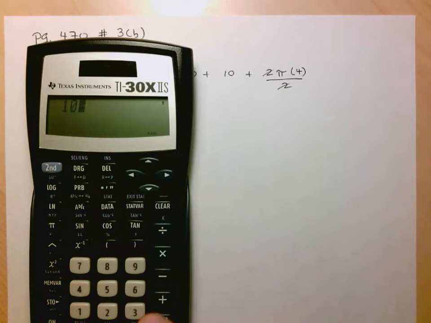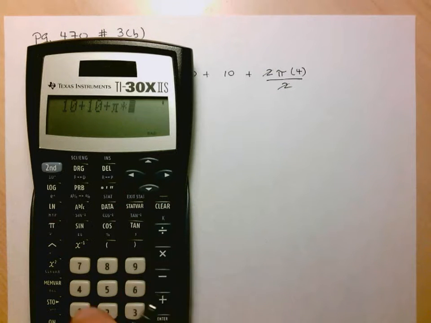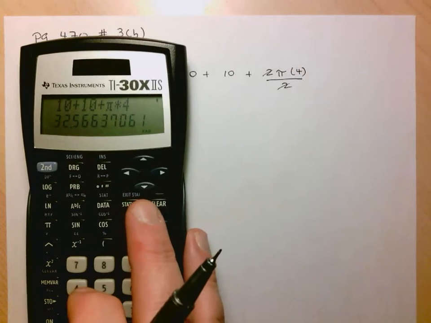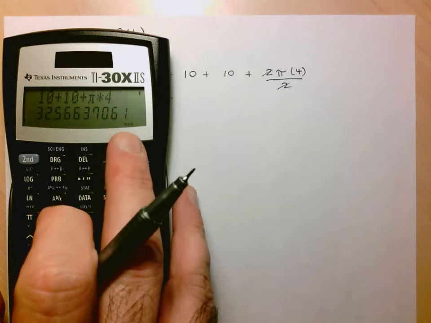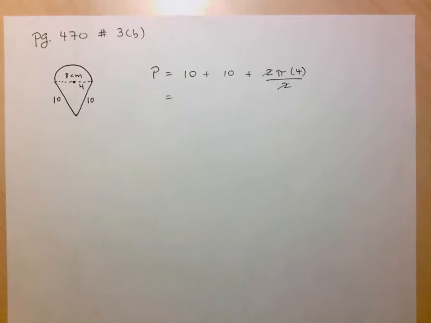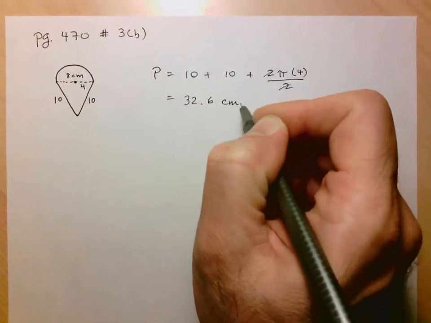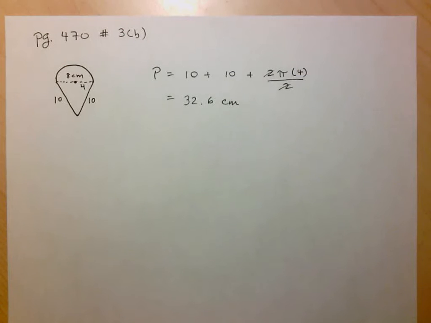So I've got 10 plus pi times 4, which is the radius. And I don't need to worry about BEDMAS because the calculator does that for me. So here we have 32.6. They actually asked me to find it to the nearest tenth, so that's why I'm going to take 32.6. So here we have 32.6 centimeters since it's perimeter, so it's a length measurement.